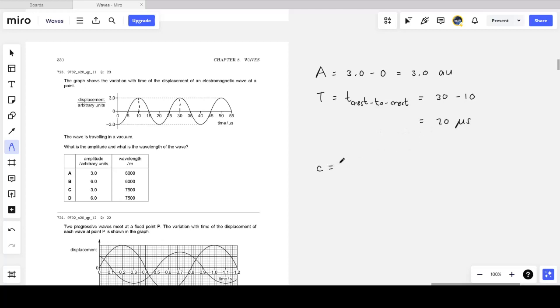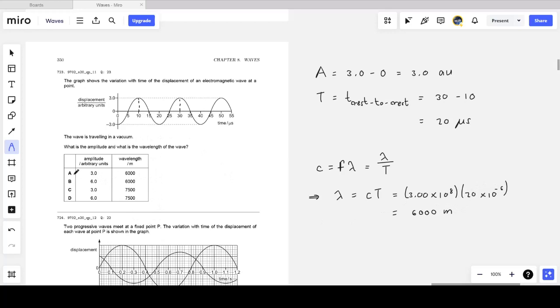Now the wave equation for an electromagnetic wave is c equals f lambda, c being the speed of light, or the speed of an electromagnetic wave in vacuum. I can also write the frequency as 1 over the period, so I can write c as lambda over the period T, which means then that the wavelength lambda is c times T. Remember, this is an electromagnetic wave, so its speed is 3 times 10 to the power 8 meters per second, and the period is 20 microseconds, or 20 times 10 to the minus 6 seconds. And this will give us a wavelength of 6,000 meters. And the wavelength in our table is also measured in meters.